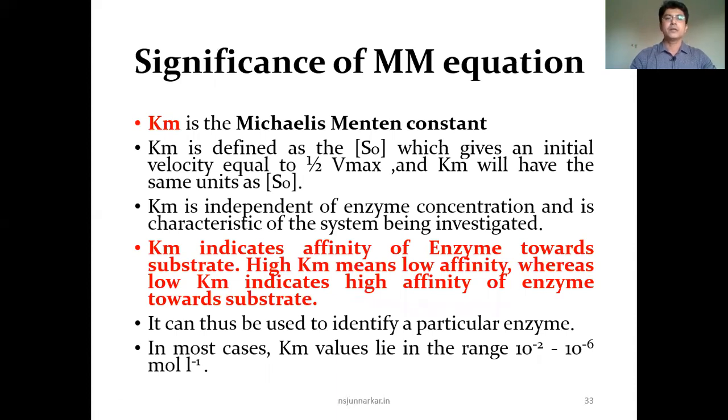Significance of the MM equation: number one, the Km value, which is the Michaelis-Menten's constant, is defined as the substrate concentration which gives an initial velocity equal to half the Vmax value, and Km will have the same units as initial substrate concentration, S0. Km is independent of enzyme concentration and is a characteristic of the system being investigated. Km indicates the affinity of the enzyme towards the substrate. High Km means low affinity, whereas low Km indicates high affinity of the enzyme towards the substrate. It can thus be used to identify a particular enzyme. In most cases, Km values lie in the range of 10⁻² to 10⁻⁶ moles per liter.